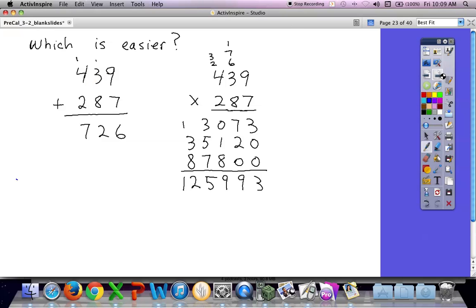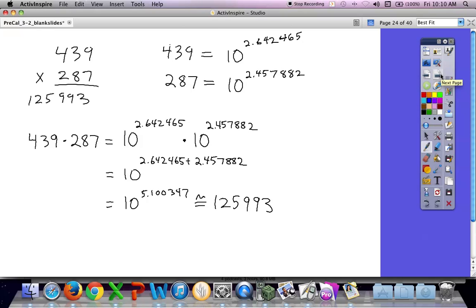But here's the thing. So we did the multiplication. We got 125,993. If we convert 439, the first number, into 10 raised to a power, then that power would be this right here. I'm not going to explain where that comes from yet, but you'll know by the end of the lesson. And if I convert the 287 into 10 raised to some power, that would be it.